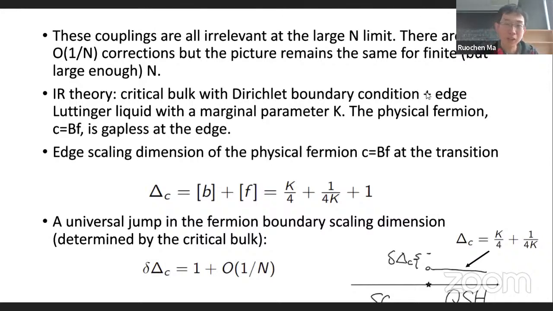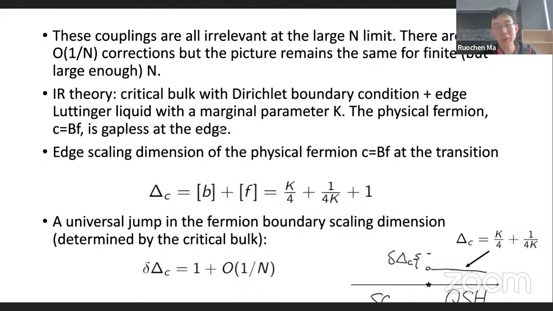plus a decoupled sector of edge Luttinger liquid with an exactly marginal parameter k, which means that somehow, or in some sense, the edge mode of the quantum spin Hall insulator survives at the phase transition, at least for n sufficiently large. And another observation is that the physical fermion, the single physical fermion B and F, which is a product of two decoupled gapless sector, is now gapless at the edge with power law correlation function.